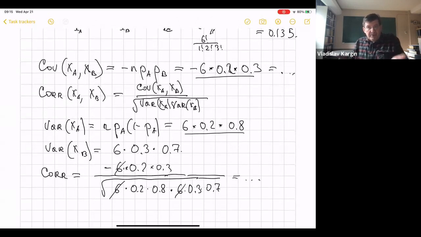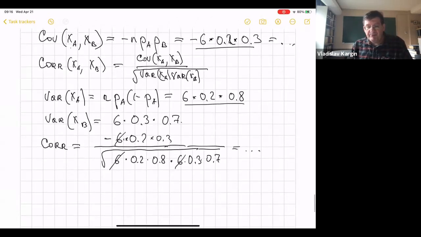So this is an illustration of how you apply theorem 1, that XA and XB are binomial random variables, and how you apply theorem number 2 for the calculation of the covariance of XA and XB. So what about theorem 3, which says something about the sum?